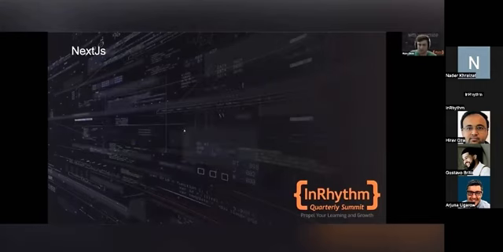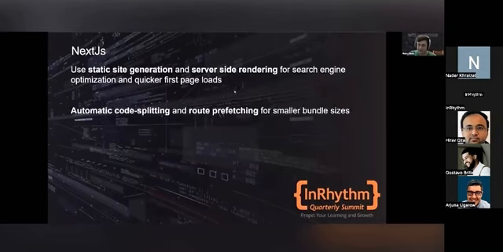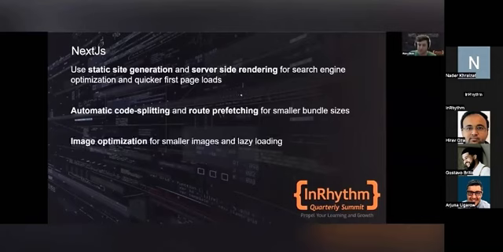So in summary, Next.js uses static site generation and server-side rendering for search engine optimization and quicker first page loads. It has automatic code splitting and route prefetching, which results in smaller bundle sizes. And it can handle image optimization for smaller images and lazy loading.